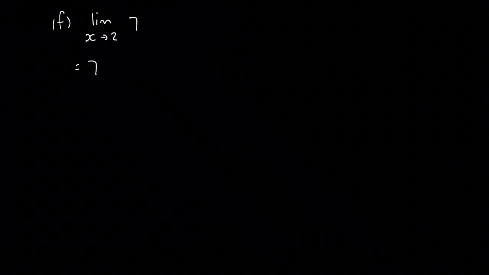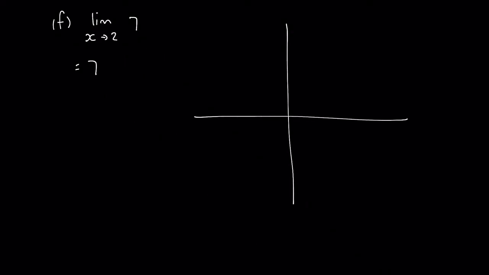Now to give you an understanding of what this example means, if we had to draw the graph of y equals 7, remember that this represents the limit of x approaching something of f of x. So in this case, f of x is 7. That means it's a horizontal line that goes through 7 on the y-axis. So that means when x equals 2 over here, the y value is 7. When x equals 3, in fact, the y value is 7. In other words, it doesn't matter what the x value is. Whatever x is approaching, the y value is always going to be 7.